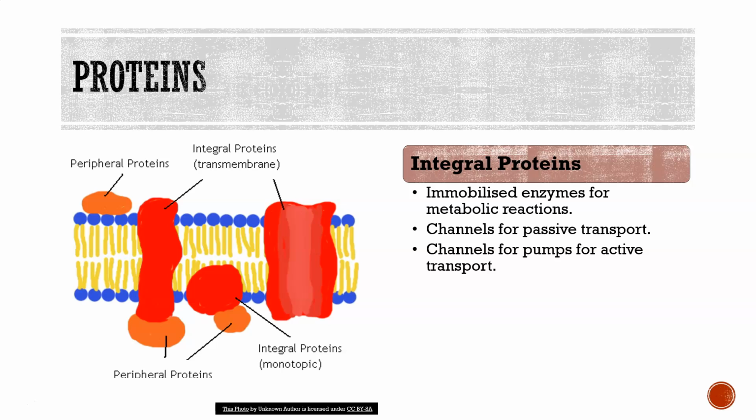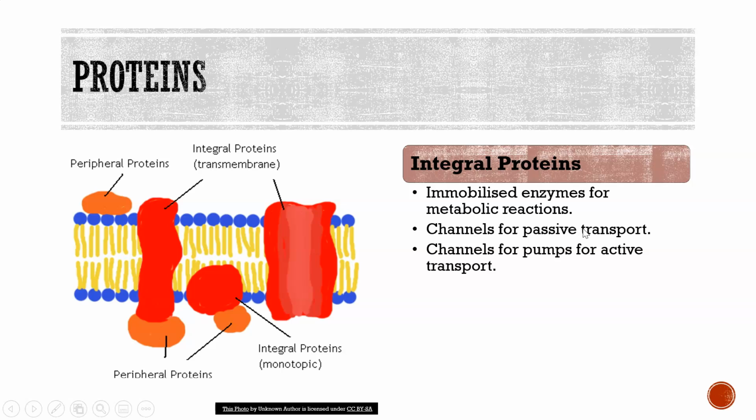So some of the roles of our integral proteins: they can be immobilized enzymes ready for metabolic reactions. We can have channels for passive transport, which goes through the protein. So you see there, passive transport can occur through there. And we also have pumps for active transport. Now we're going to look further at transport in and out of the cell in a unit further on, but this is just introducing that area.